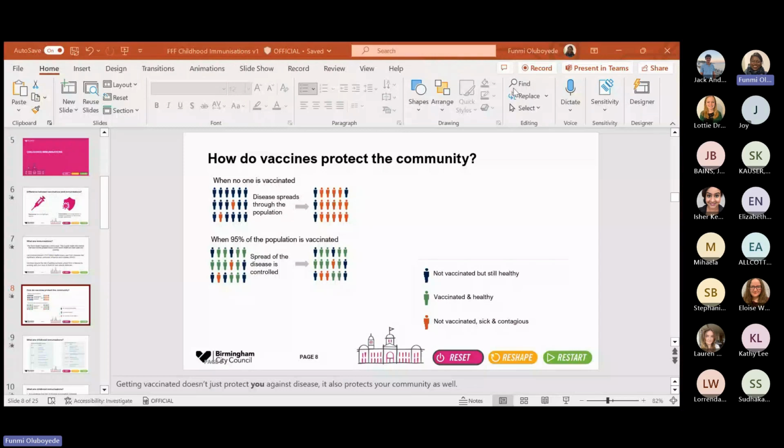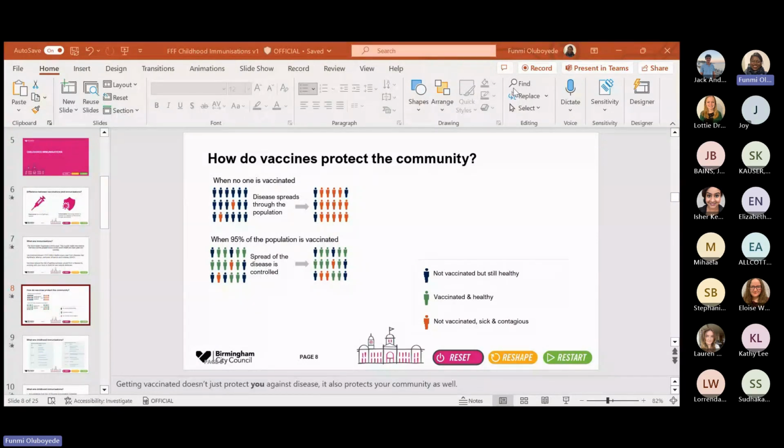So we have a couple of diagrams here that explain what happens through vaccination. The first one looks at when no one is vaccinated, and you can see that a disease will spread quite easily through a population.